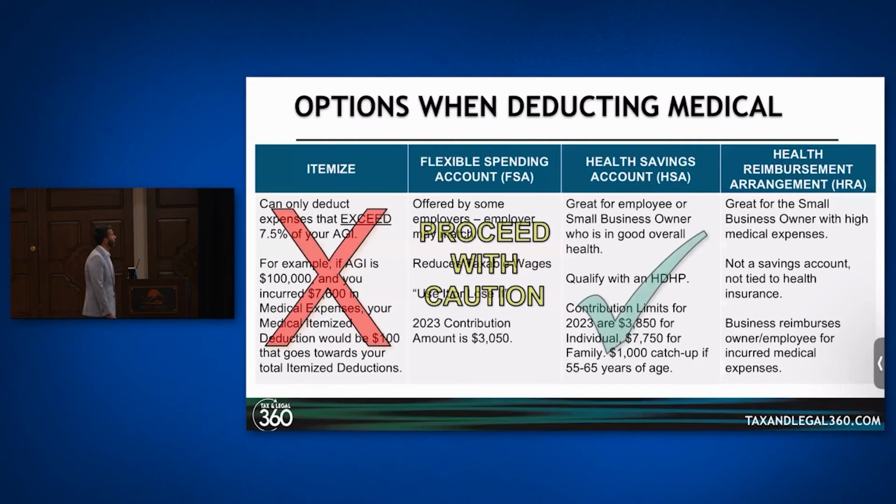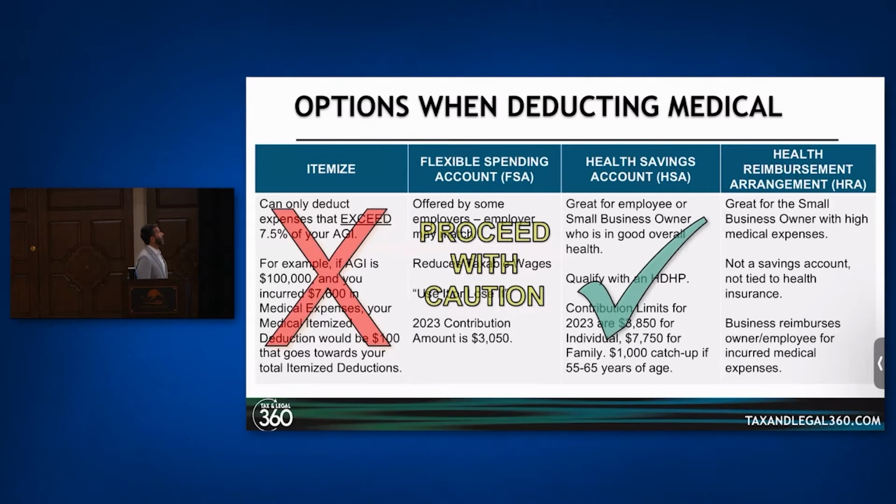It's an excellent strategy. What I'm going to be talking about is the health reimbursement arrangement. So unlike the HSA, the HRA is for small business owners only. So if you just have a W-2 job, right, and you're not a small business owner, this is not necessarily available for you. It's not a savings account, and it's not tied to health insurance. So technically, you could be an entrepreneur without health insurance and still use an HRA. And essentially how it works is the business is going to reimburse you or your employees for medical expenses that you incur. All right, so that's the high-level overview of your various options when deducting medical expenses.